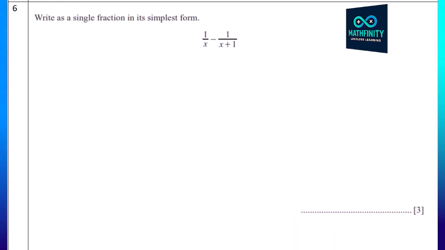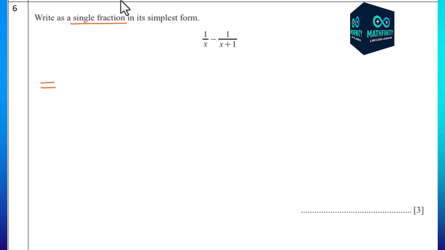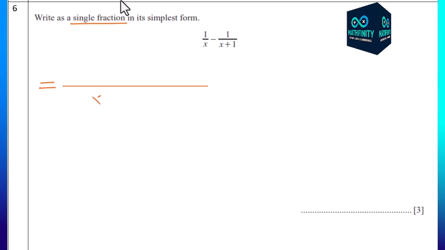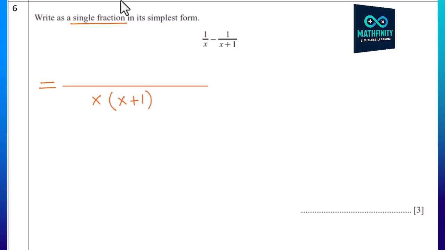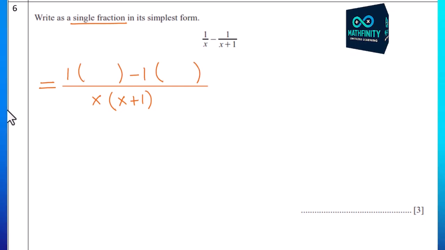Question number 6, the same, write as a single fraction in its simplest form. So we saw that there are two fractions. So what is the first step? We have to multiply the denominators, x and bracket. Bracket means multiplication, okay? If you put the bracket, it means we are multiplying the denominators. Then what are the numerators in this case? 1 and bracket minus 1 and bracket. In this way, guys, you will not make a mistake if you follow this way.